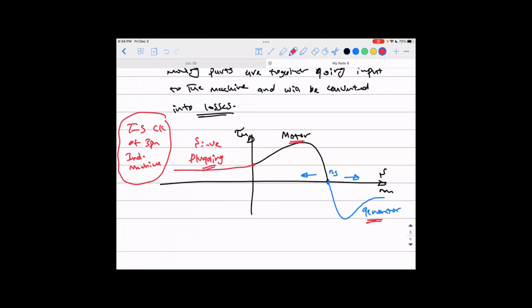And after that, we talked about the other modes of operation of the machine. So we dealt with the motor mode for some time, but we had to talk about the other modes of operation, the generator mode and the plugging mode, in this lecture. Okay, that's all I want to talk about.